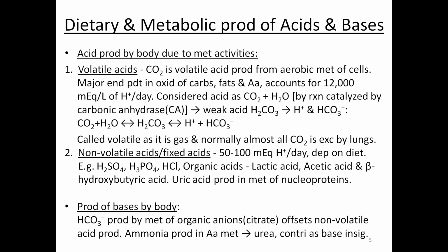Now, about the production of bases by the body. Your bicarbonate ion is produced by metabolism of organic anions, for example, citrate, which offsets non-volatile acid production to some degree. Then ammonia is produced in the amino acid metabolism, which is converted into urea. And so again, its contribution as a base in the body is less.